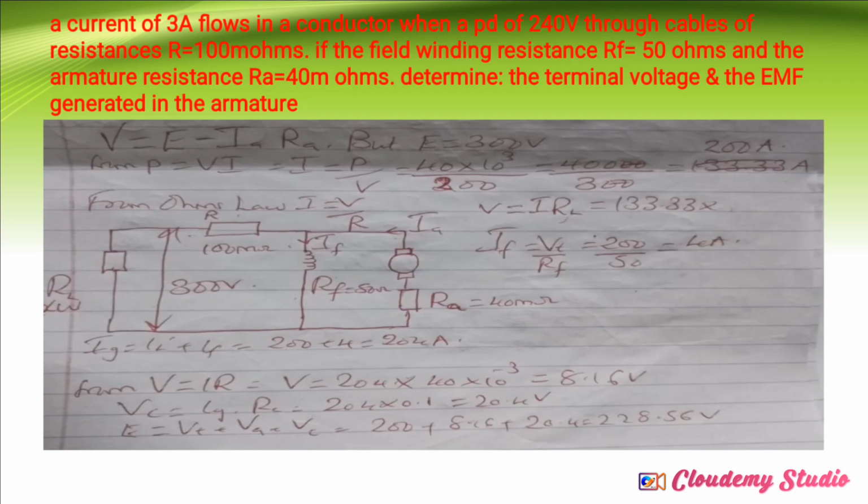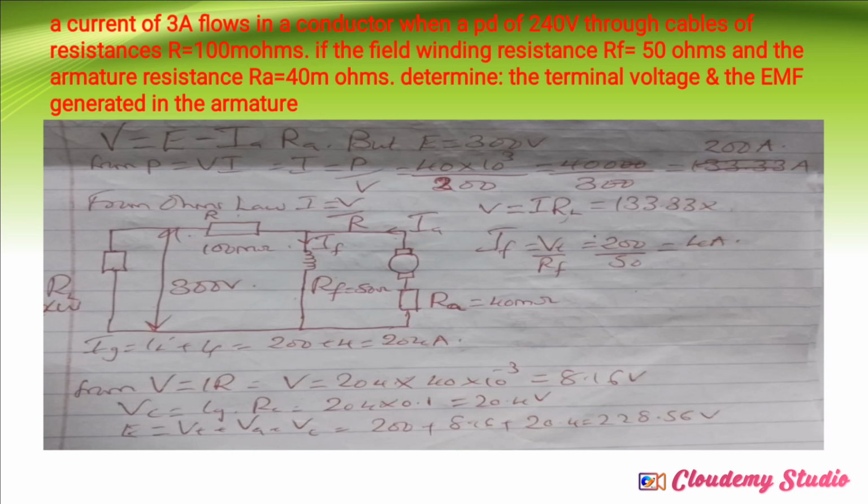The next calculation: a current of 3 amperes in a conductor at a PD of 240 volts through cables of resistance 100 milliohms. If the field winding resistance is 50 ohms and the armature resistance is 40 ohms, determine the terminal voltage and the EMF generated in the armature.